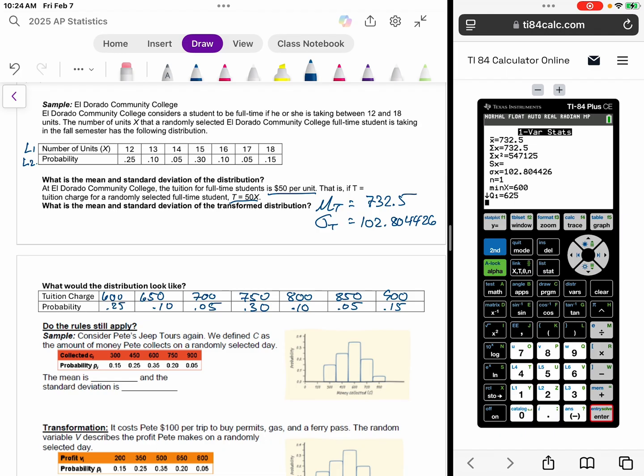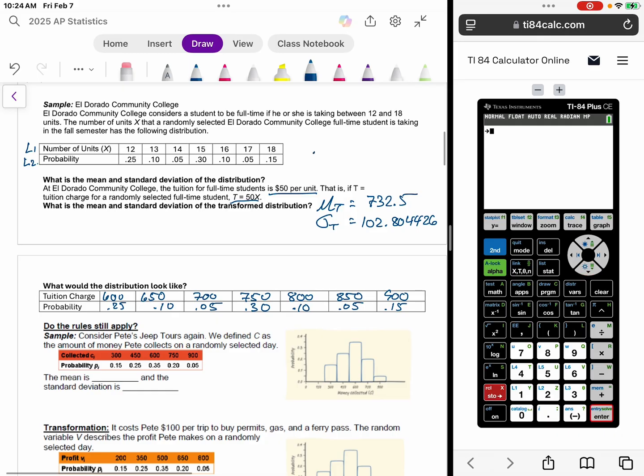Now, what we don't have is what the original mean number of units was and the standard deviation. So I'm going to quickly get that up on the screen for you all. You did that calculation earlier? Yeah. So the original one was 14.65? Yep. And then what was the standard deviation? 2.0561. And I did round. And you did round. Okay.